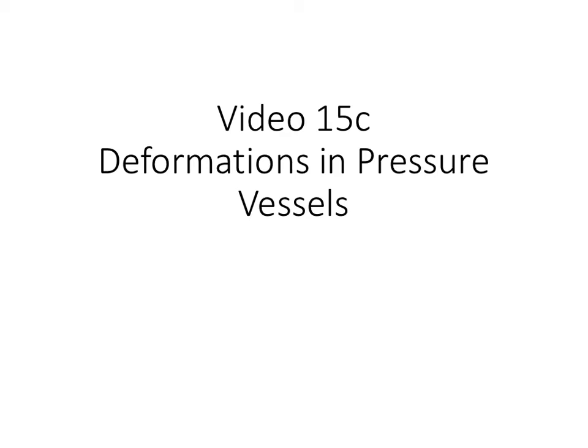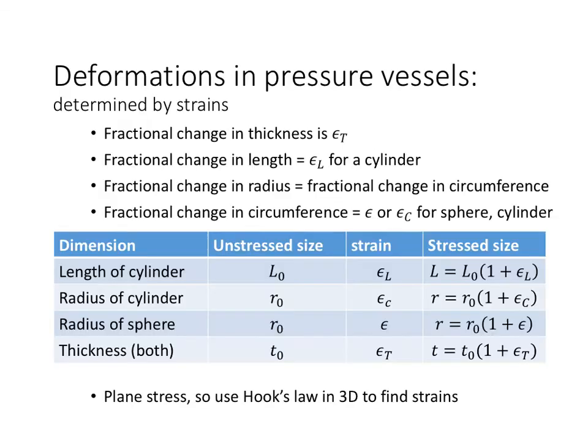In this video, we talk about deformations in pressure vessels. Deformations are determined by strains. We call the fractional change in thickness epsilon sub t, and this is in the radial direction, but that's also the thickness direction, going through the material that way. We call the fractional change in length epsilon sub L; for a cylinder, that is the longitudinal direction strain.